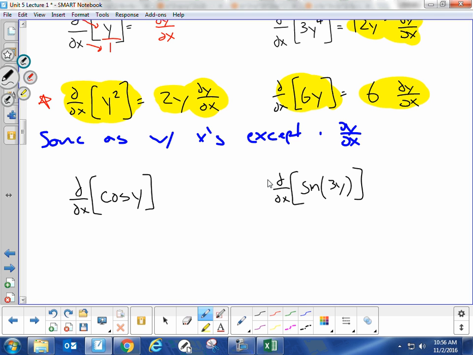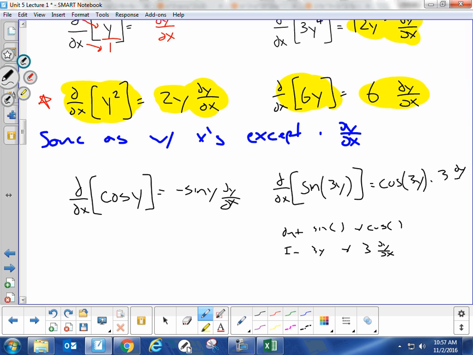It's really simple, so long as we remember how to take the derivatives of sine and cosine and take the derivative of a composition, sine of 3y. Here, we can think of this as an outside, which is sine of, the inside, which is 3y. The derivative of sine is cosine. The derivative of 3y is 3 dy dx. So this would be cosine 3y times 3 dy dx.